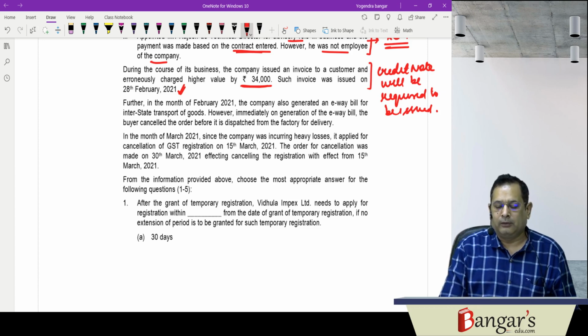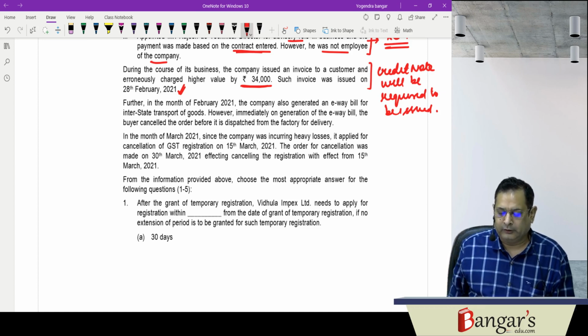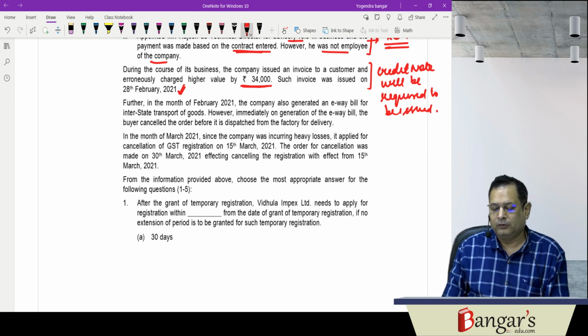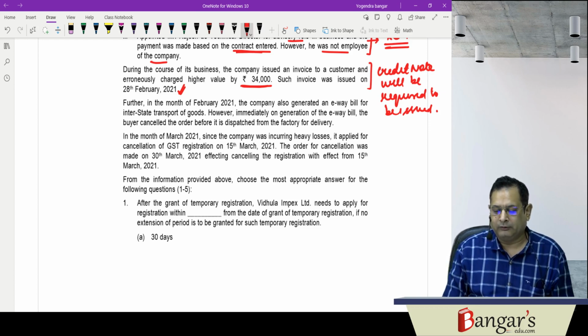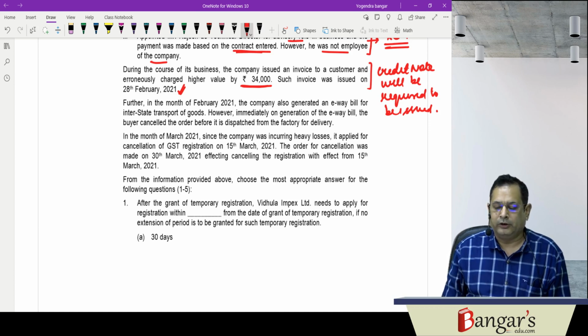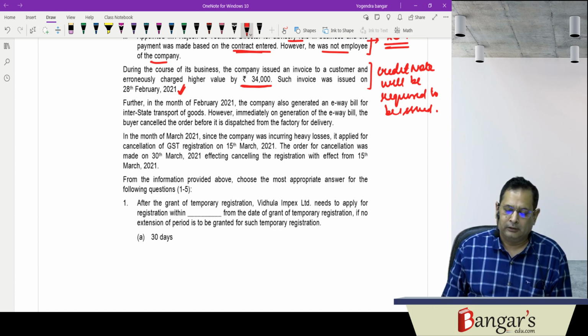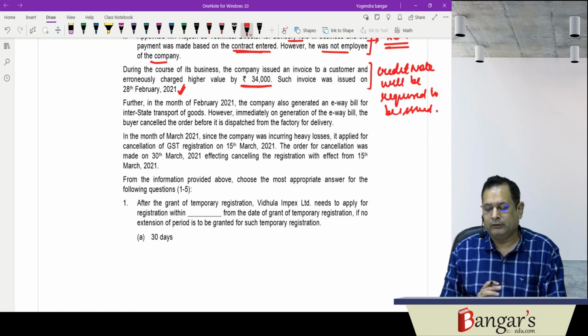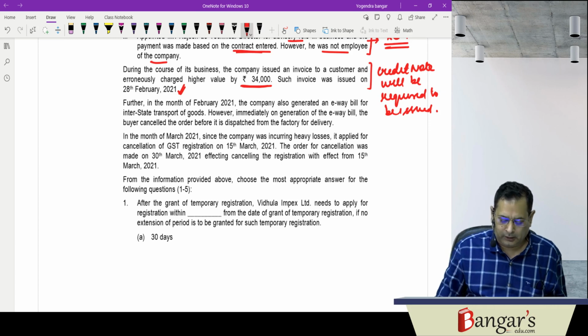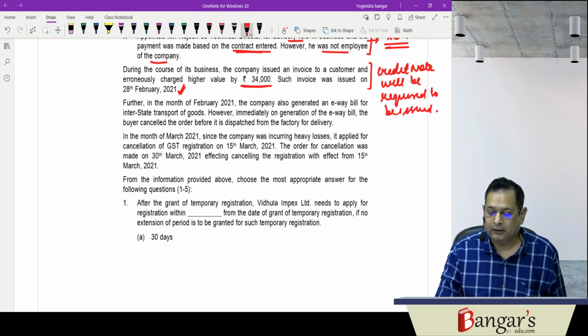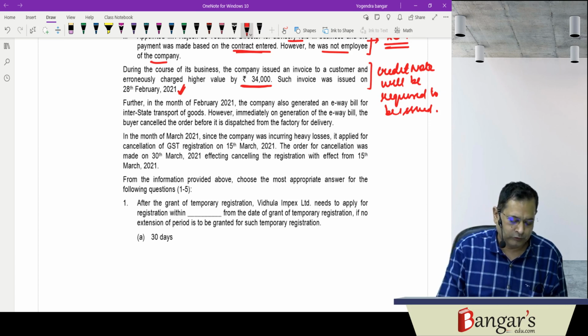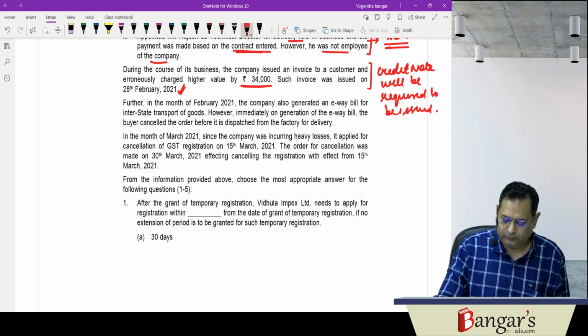Now here, the company has generated an e-way bill for interstate movement of the goods. However, immediately on generation of the e-way bill, the buyer cancelled the order before the goods were dispatched from the factory for delivery. Before the goods are dispatched to him, the order stands cancelled.